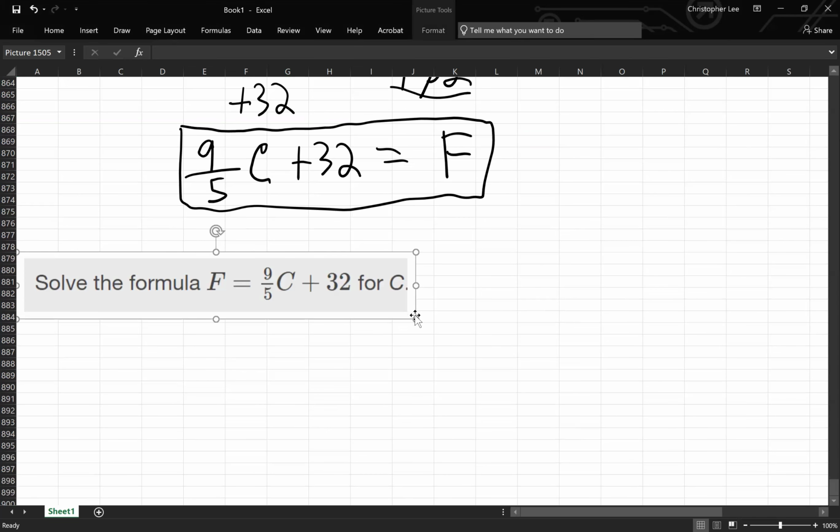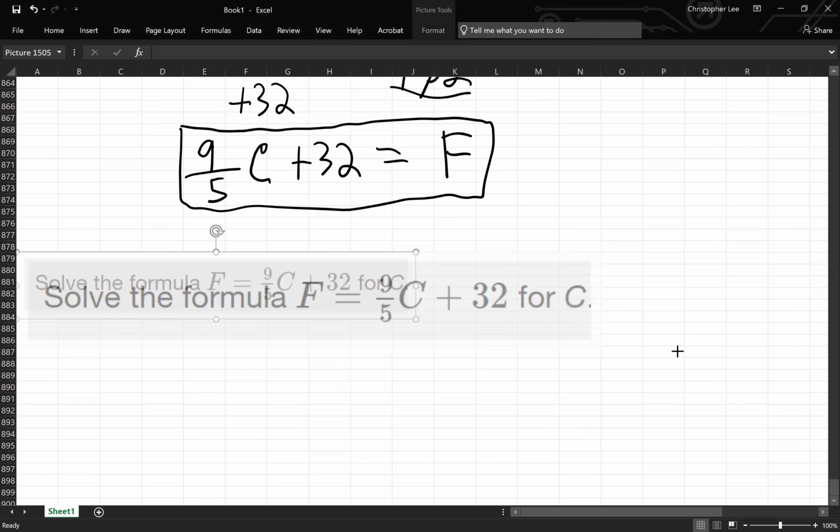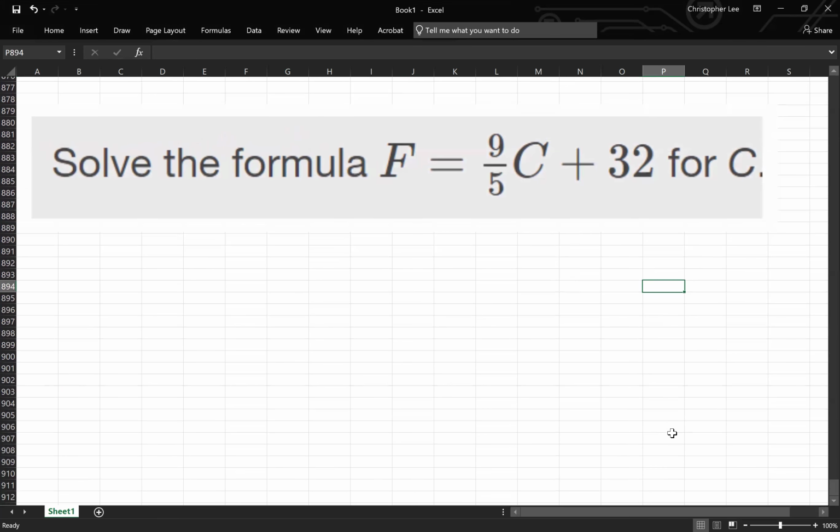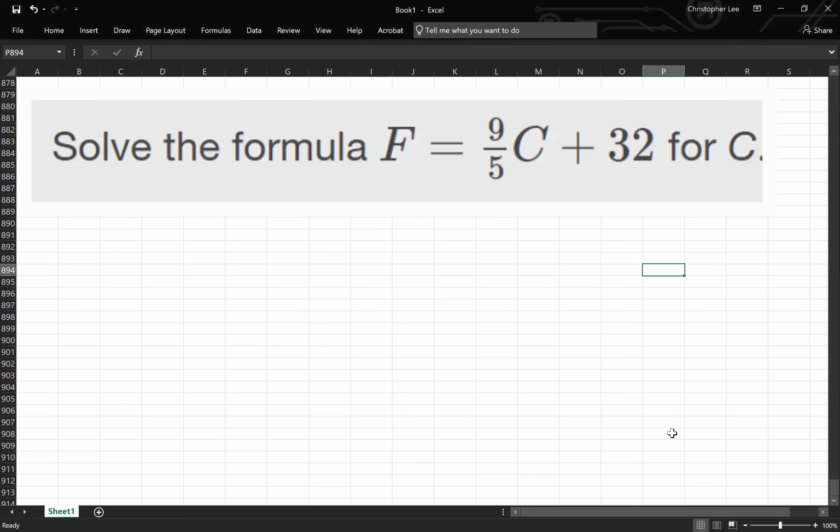All right, let's do it in reverse. You got the Fahrenheit formula. Walk me through how to get the Celsius formula. What should I do first? I got Fahrenheit is equal to 9/5 Celsius plus 32.